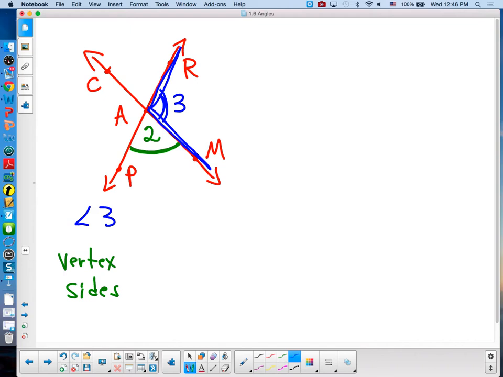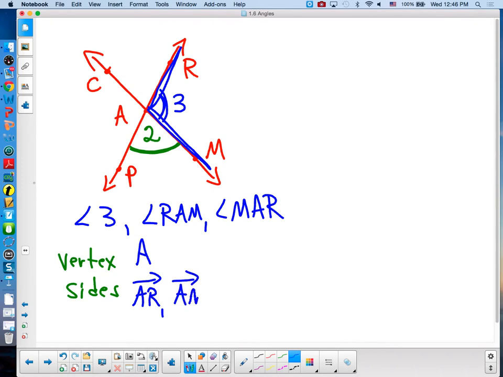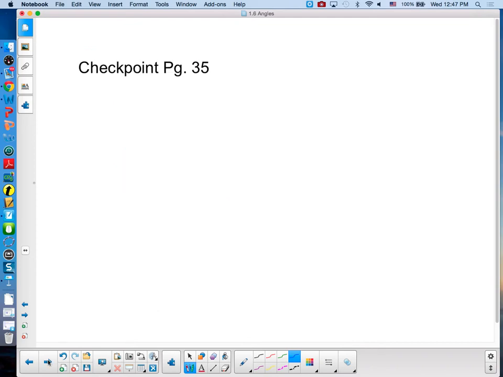Okay, answers were angle RAM, angle MAR, not angle A. Vertex was A, sides were Ray AR and Ray AM. Okay, 100%? And if not, hopefully you discussed it and you know what you're doing. All right, so there's some naming of angles.